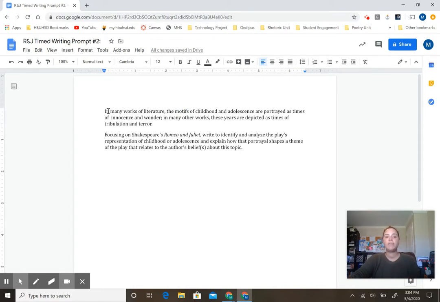So in the first part of this paragraph, they're just setting up this idea that in literature, a lot of people are writing about adolescence as either of these types of times. And then specifically in the text that you are going to write about, we are going to look for the verbs here, the action words telling us what we need to do as we're addressing this prompt. So we need to write to identify.